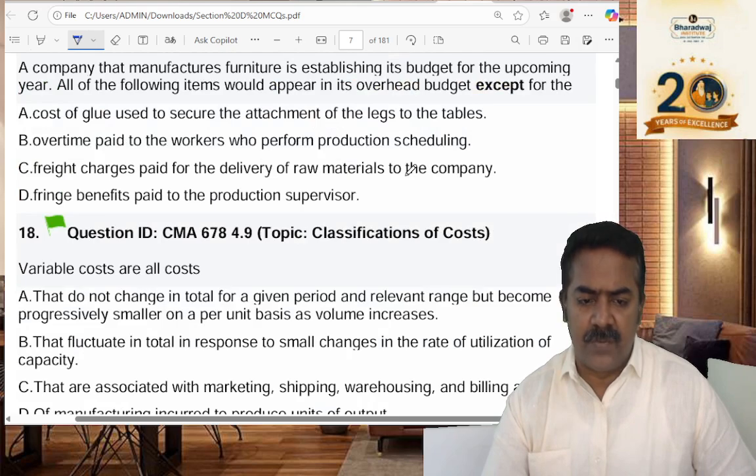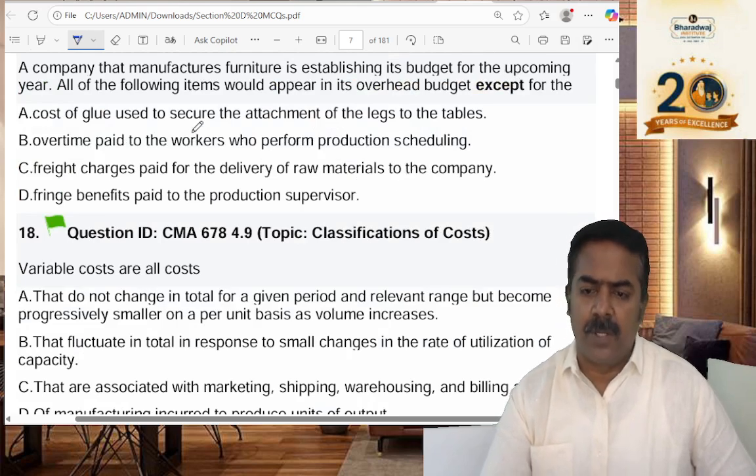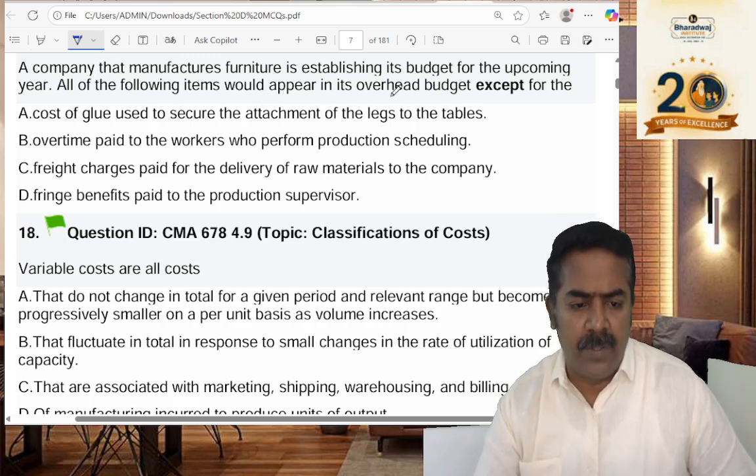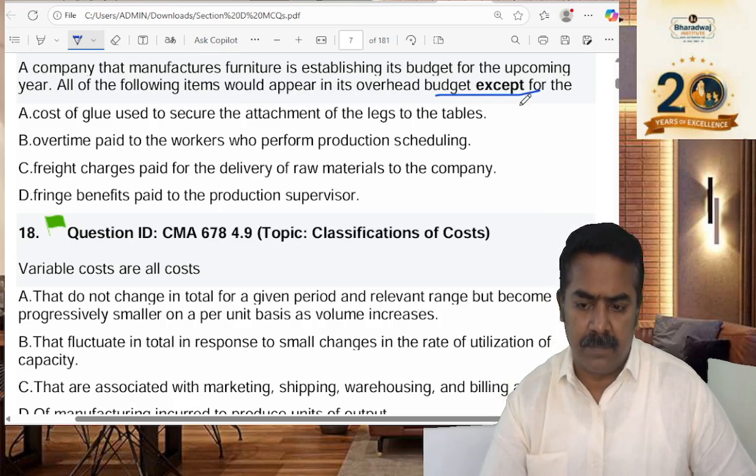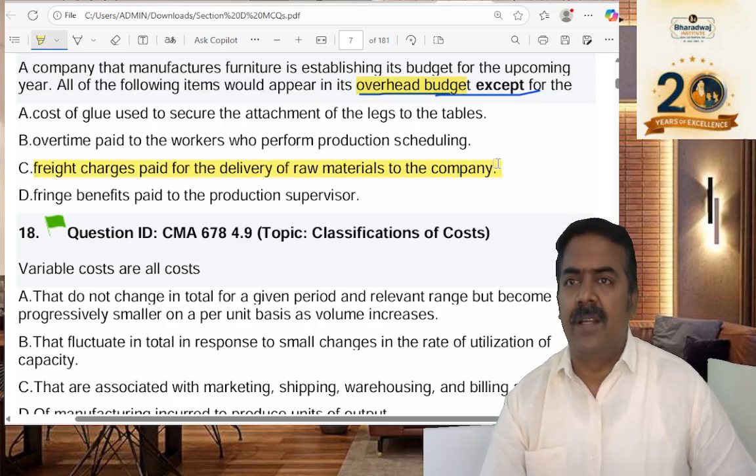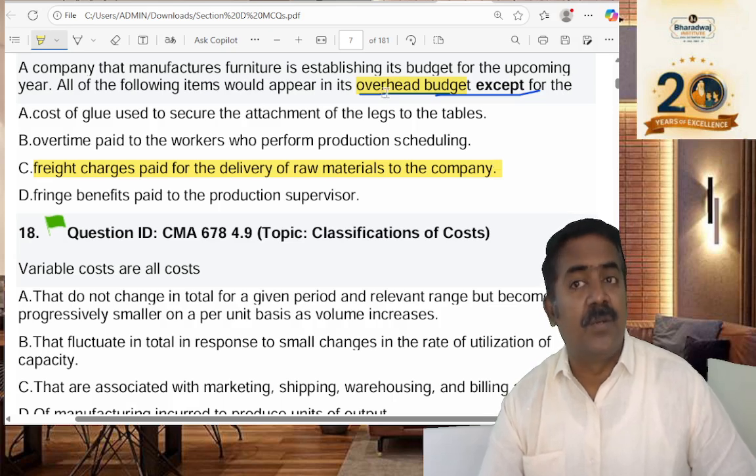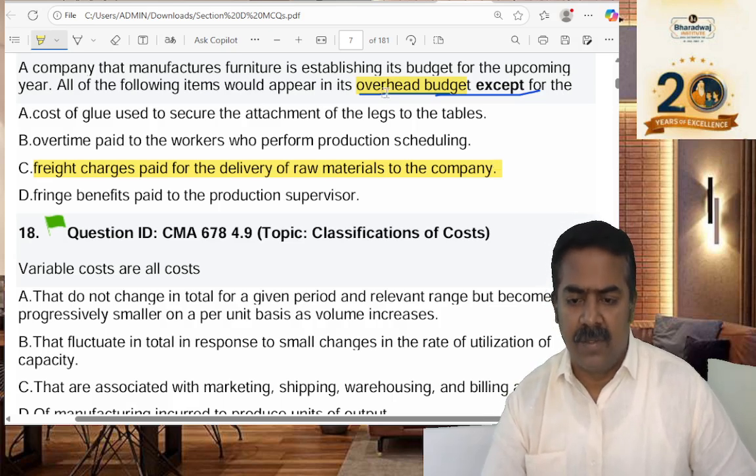A company manufactures furniture and is establishing a budget for the coming year. All of the following items would appear in the overhead budget except freight inwards. The question is about the overhead budget. In the overhead budget we will not include raw material related costs. The question is specific to overheads. Selling overheads, freight outward, selling overheads.